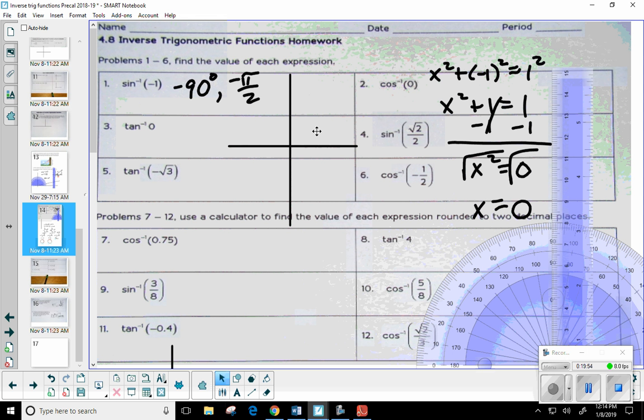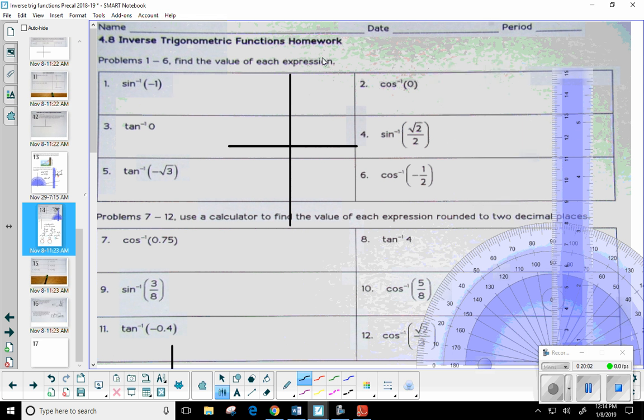Let's try another one. Like I said, we're doing this together. It's been a while. I just want to make sure that you feel okay with it. And if you have questions, please let me know. We'll start skipping around a little bit. Why don't we go to number 6.